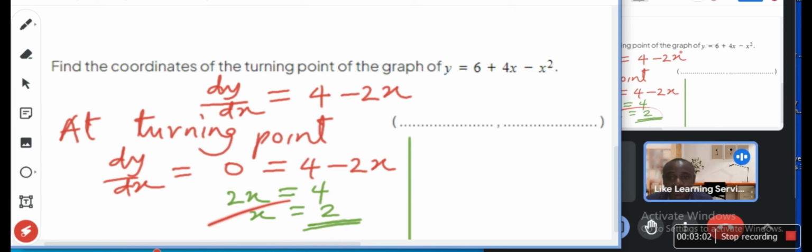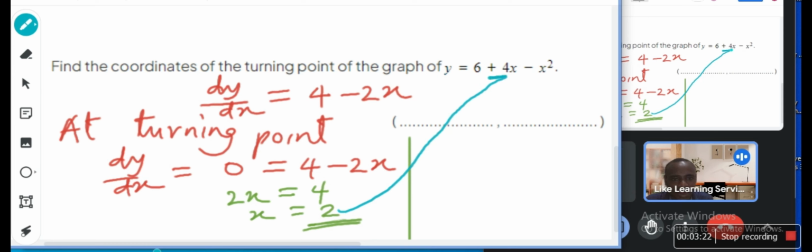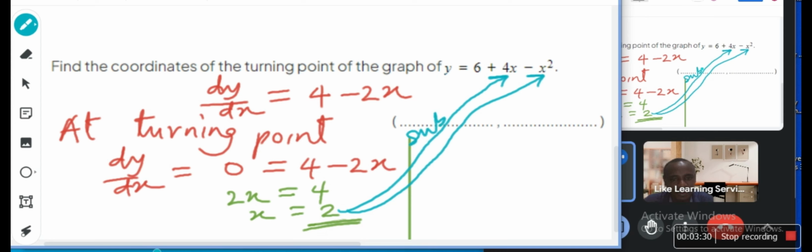They ask us to find the coordinate. You know, when you are getting a coordinate, you need to get the x value and the y value. So we found the x value. All we need to do is get the y value by substituting the value of x into this place. Substitute the value of x into where you have x. Did you hear me? Substitute.